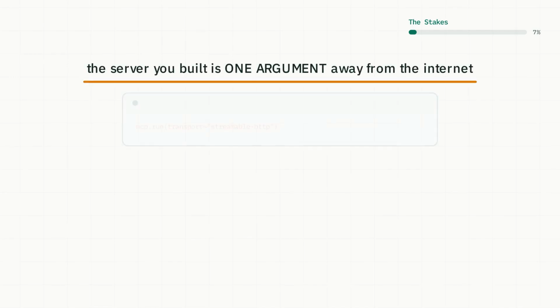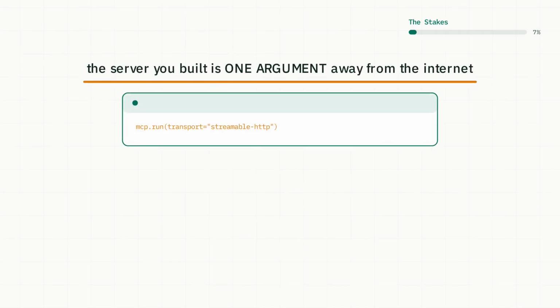The server you built in part 2 is one argument away from the internet. One transport switch and your tools, your data, and your permissions are reachable by anything that can speak the protocol. Security is the difference between shipping a capability and shipping an incident. And here's the uncomfortable truth this video is built on.